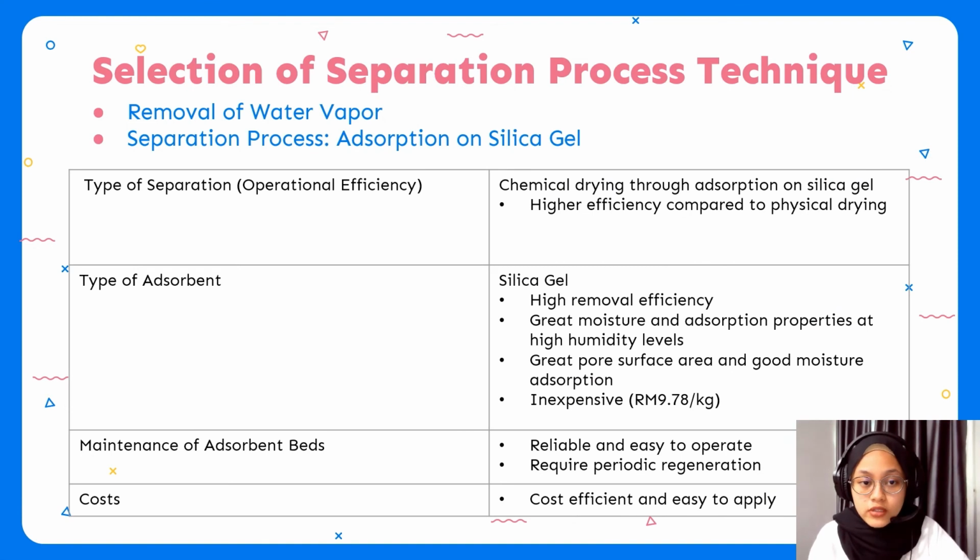For the removal of water vapor, the adsorption process is chosen because of these aspects. Firstly, the type of separation is chosen to be chemical drying through adsorption on silica gel because it has a higher efficiency compared to physical drying. The type of adsorbent used is silica gel due to its high removal efficiency, great moisture adsorption properties at high humidity levels, and great pore surface area, while being very inexpensive. The maintenance of adsorbent beds is also reliable and easy to operate, and it only requires periodic regeneration. The costs for the adsorption bed are cost efficient and easy to apply.